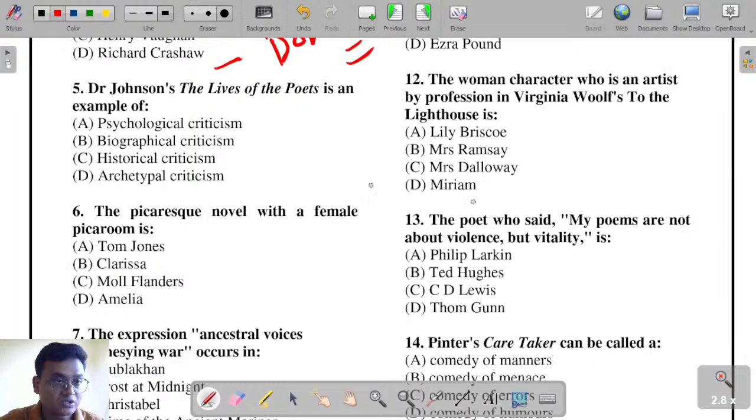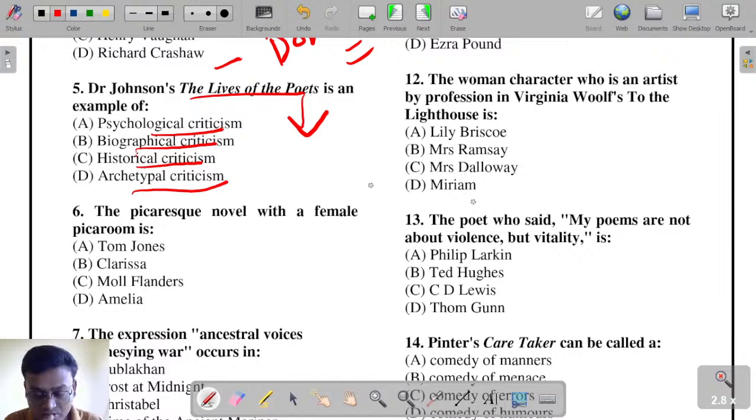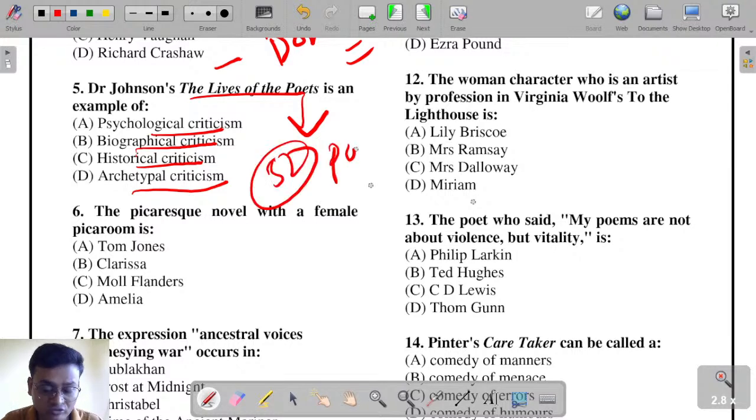Dr. Samuel Johnson's The Lives of the Poets is an example of psychological criticism, biographical criticism, historical criticism, or archetypal criticism. It is an example of biographical criticism, of 52 poets in total. So here the Lives of the Poets is biographical criticism.